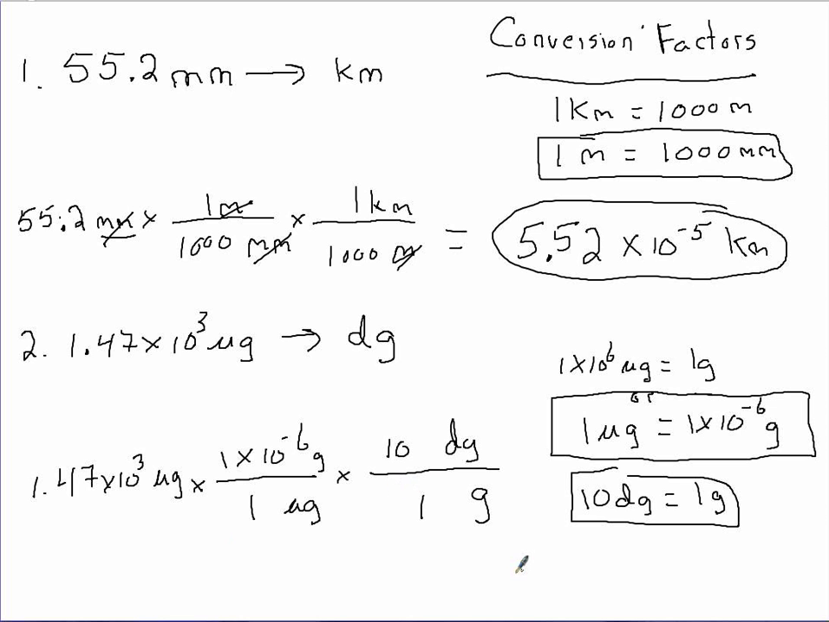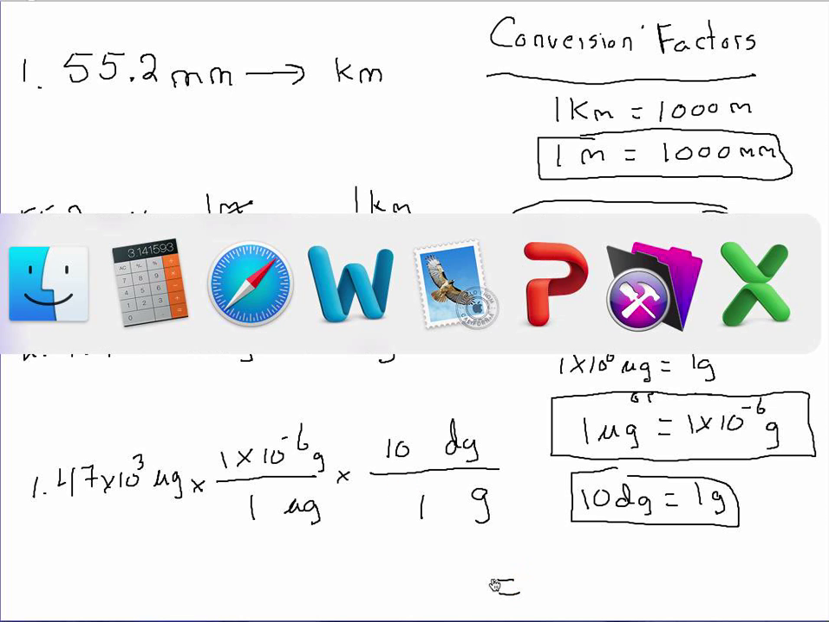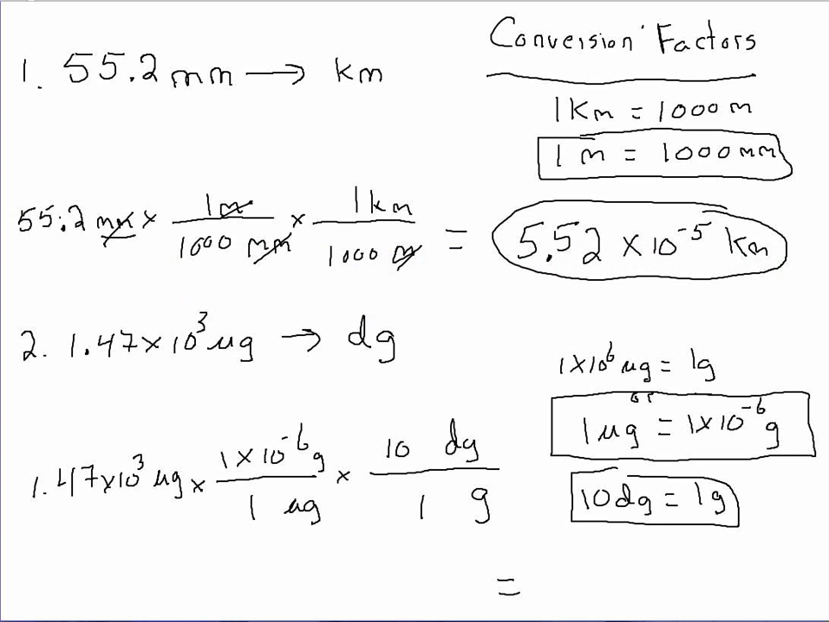All right, and when I finish multiplying all of this through, I'm going to get a certain answer, right? Okay, and our overall answer here is going to be 1.47 times 10 to the negative 2 decigrams.